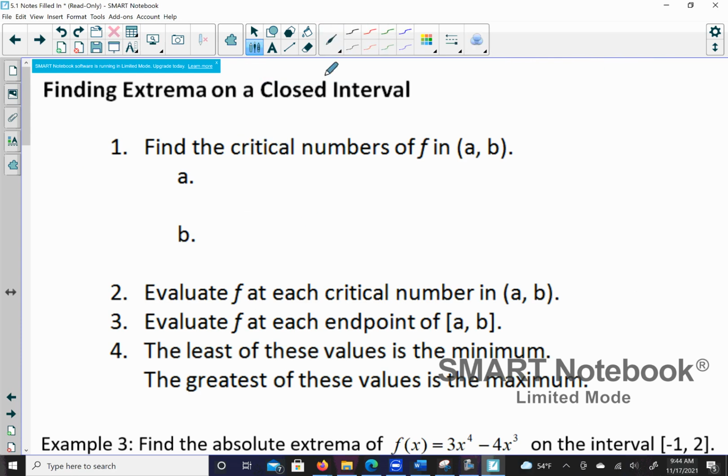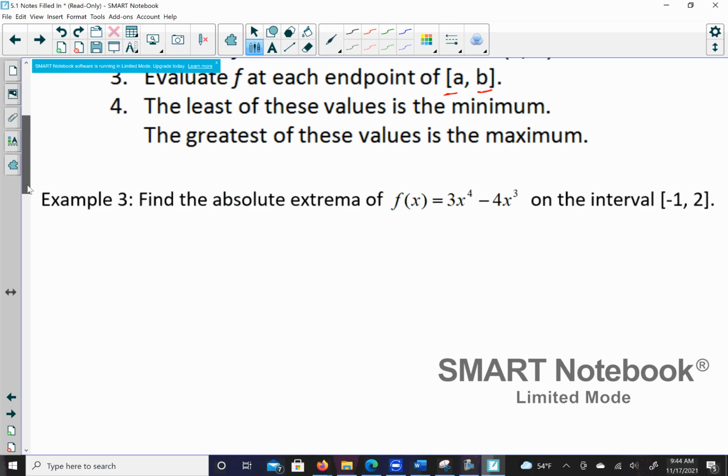So here we go. It says find the critical numbers in the interval from a to b. That means I'm going to find when my derivative is equal to 0, and when my derivative does not exist or is undefined, however you want to word it. Then we're going to evaluate each of the critical numbers, however many we have. We will definitely sometimes have more than one. Then we're going to evaluate the endpoints a and b, and that's why it's important that it's a closed interval, because that means I include a and I include b. The least of these numbers is going to be the minimum. The greatest of these numbers is going to be the maximum. That seems pretty straightforward.